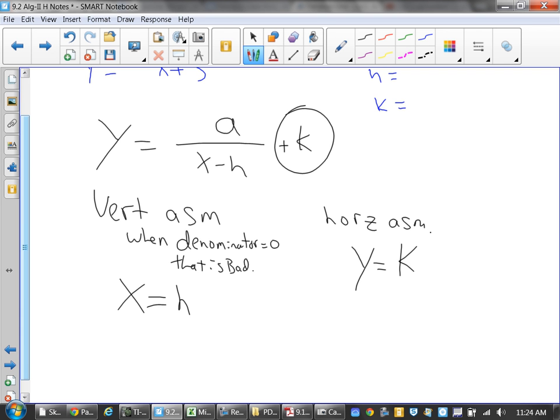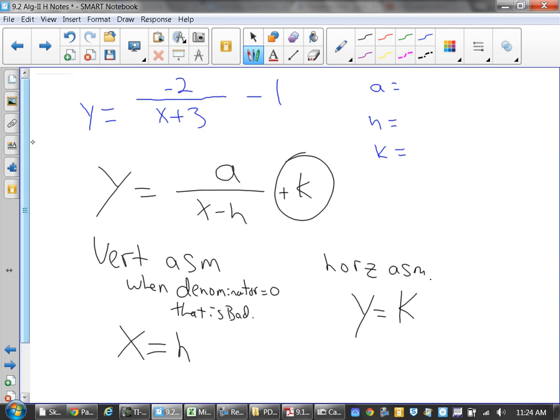Wait, so x is always true? Your asymptote is always the 0 of the denominator. Look at the example. If I have the example there, set this equal to 0, solve for x. What do you get? h.